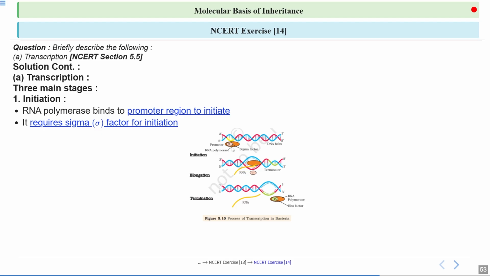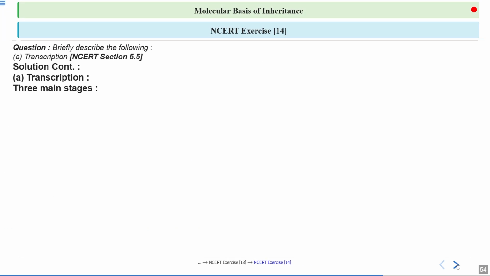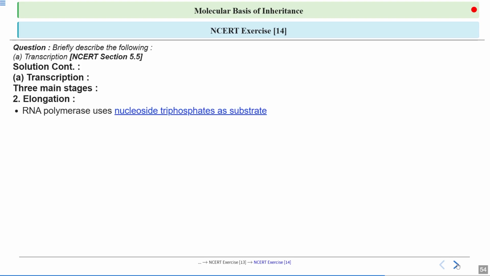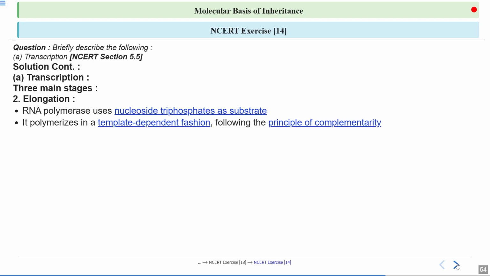And once it gets bound to the promoter region, it will initiate the transcription. Then after the initiation step, which step will come? The elongation step will come. What happens in this elongation? RNA polymerase uses nucleoside triphosphate as substrate. It polymerizes in a template-dependent fashion, following the principle of complementarity.